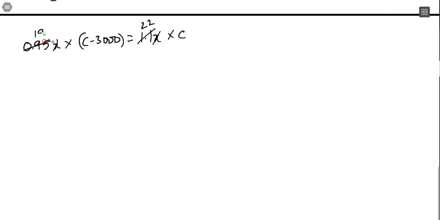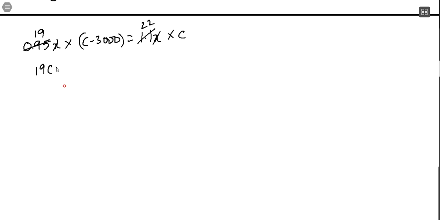In the next page, I will have C. 0.95x into C minus 3000 is equal to 1.1x into C. X and x get cancelled. I get this 1.1 will give me 22, this 0.95 will give me 19. Like dealing with integers only.